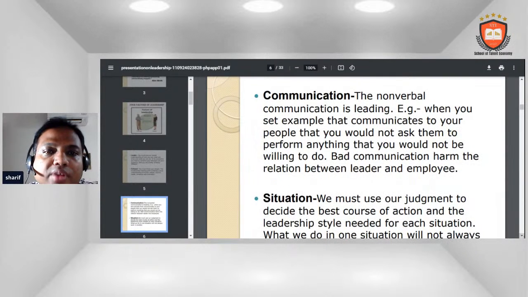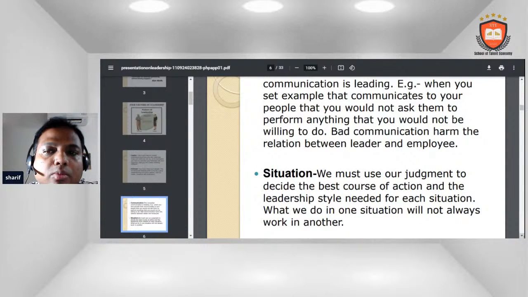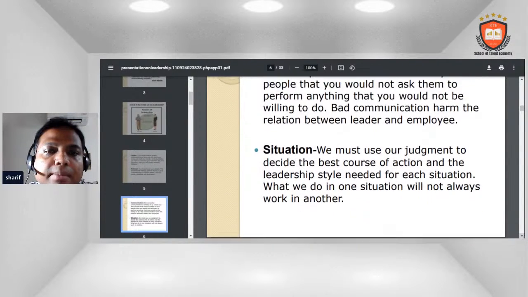Communication. The non-verbal communication is leading by example. When you set an example, that communicates to your people that you would not ask them to perform anything that you would not be willing to do. Bad communication harms the relationship between leader and employee.